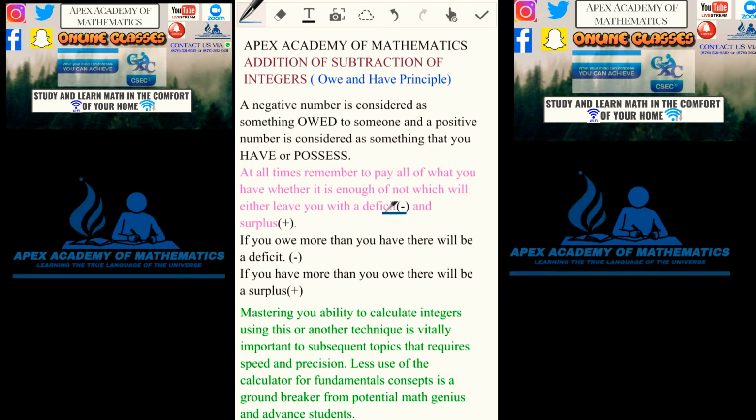But at all times, it doesn't matter if you have enough or you have a surplus. Always pay what you have or always pay what you owe. And then you can decide if there's a deficit or there's a surplus. All right? So hopefully you got that part, guys. All right, let's look at this part here now, written in black. Now, if you owe more than what you have, there will be a deficit. Self-explanatory. If you owe, say for example, your mother $10, but you only have $5.